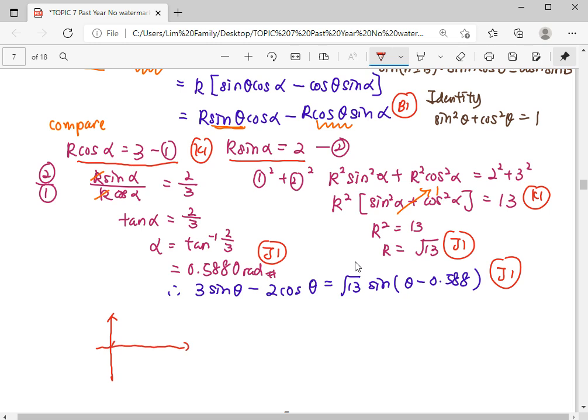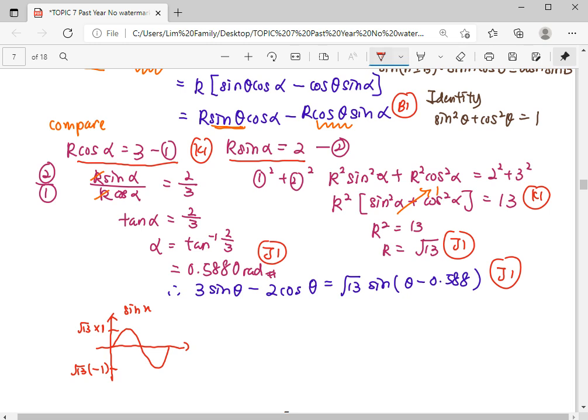As we know, for sine only, sine x, the maximum amplitude is 1 and the minimum amplitude is -1. But after our expression, we have a multiplier in front. Our sine is already multiplied by root 13, so the amplitude of this wave will also be multiplied by root 13. This is our basic concept regarding sine maximum and minimum values.